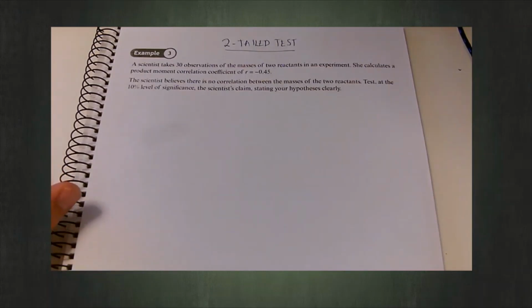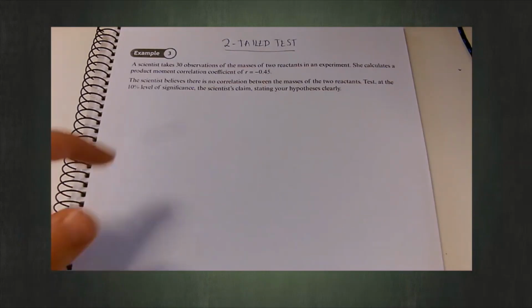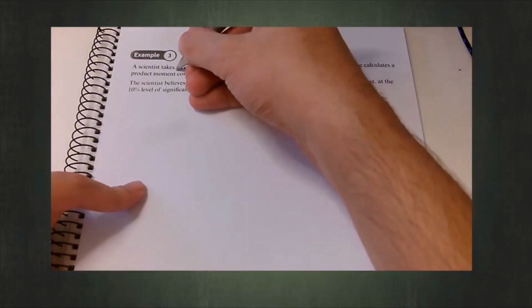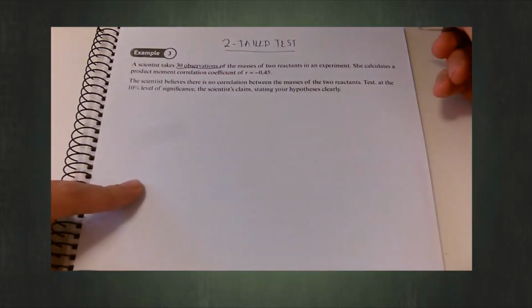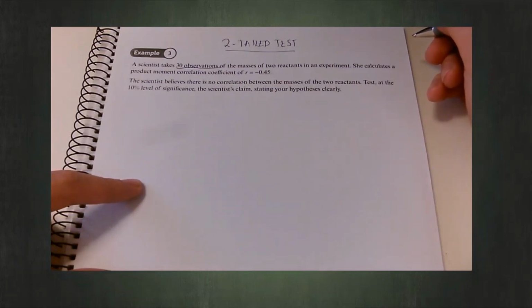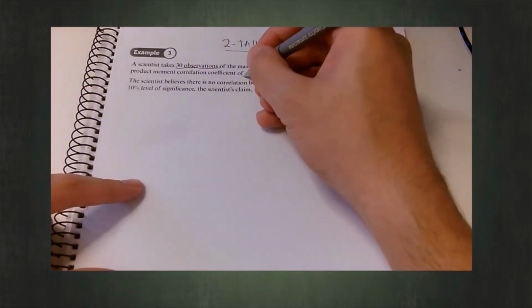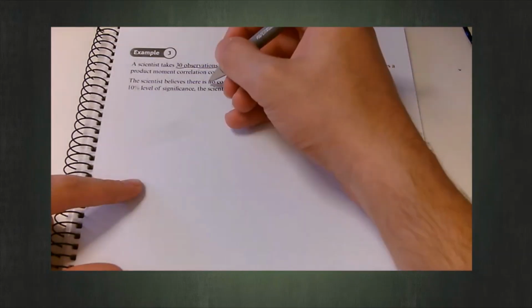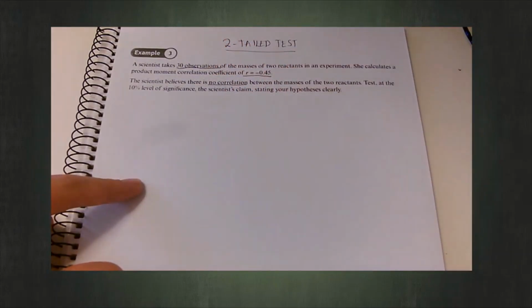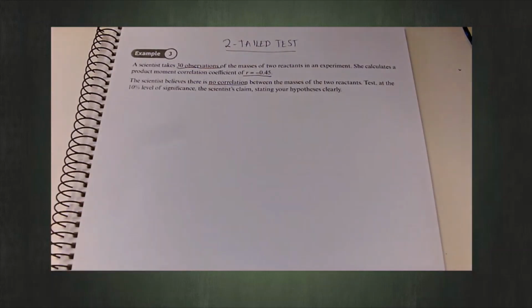It's example 3 from this section, hypothesis testing, in the year 2 textbook. I printed it out. So we've got a scientist. He's taken 30 observations of the masses of 2 reactants in an experiment. She calculates a PMCC of minus 0.45. The scientist believes that there is no correlation between the masses of the 2 reactants. Test at the 10% level of significance the scientist's claim, stating your hypothesis clearly.